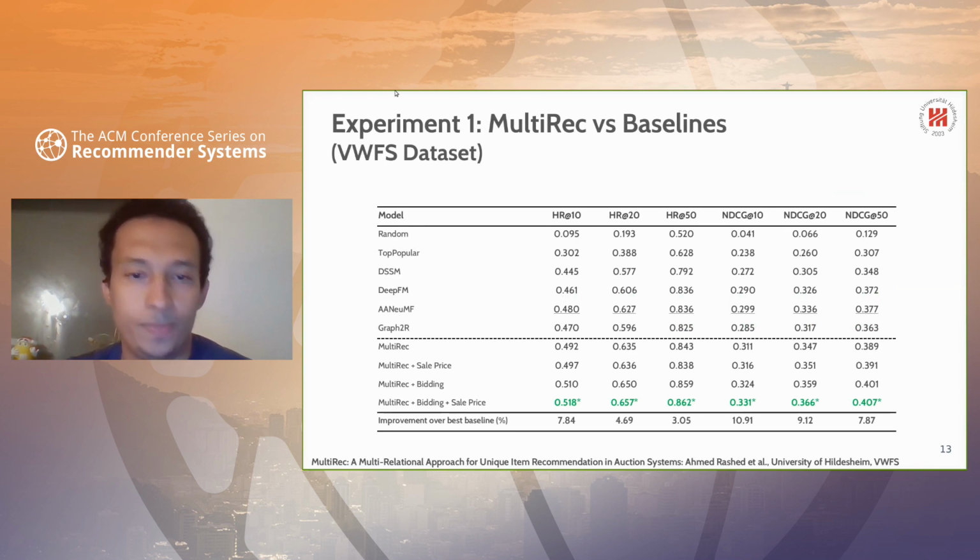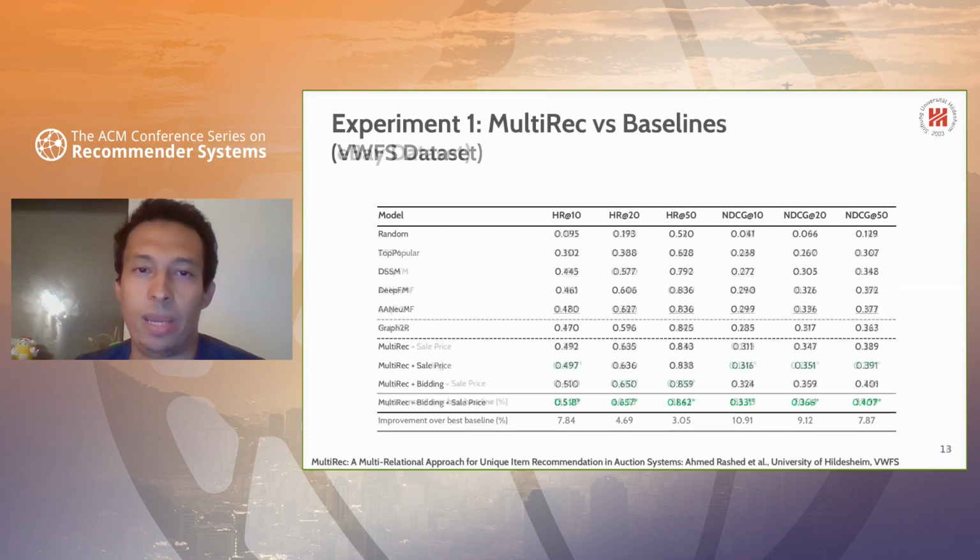So you can see here, for example on the VFS data set, once we add, let's say, the sale price and the bidding and so on, you can see a large lift compared to just using the sale interaction, which is the main interaction that we have. So adding auxiliary relations improves almost all metrics here, in this case hit ratio and NDCG, and it's consistent across all metrics and across all thresholds, but you can see that the higher the threshold, the lift starts to decrease.